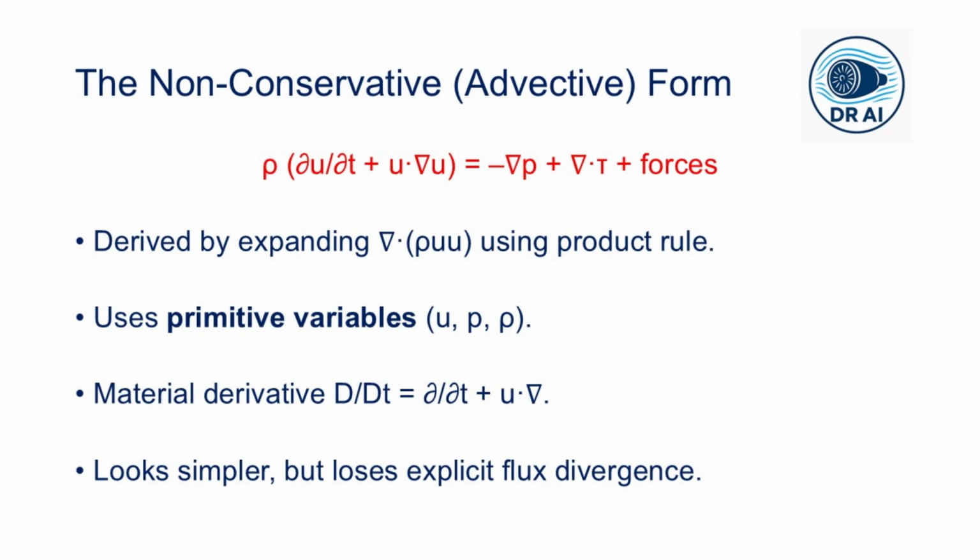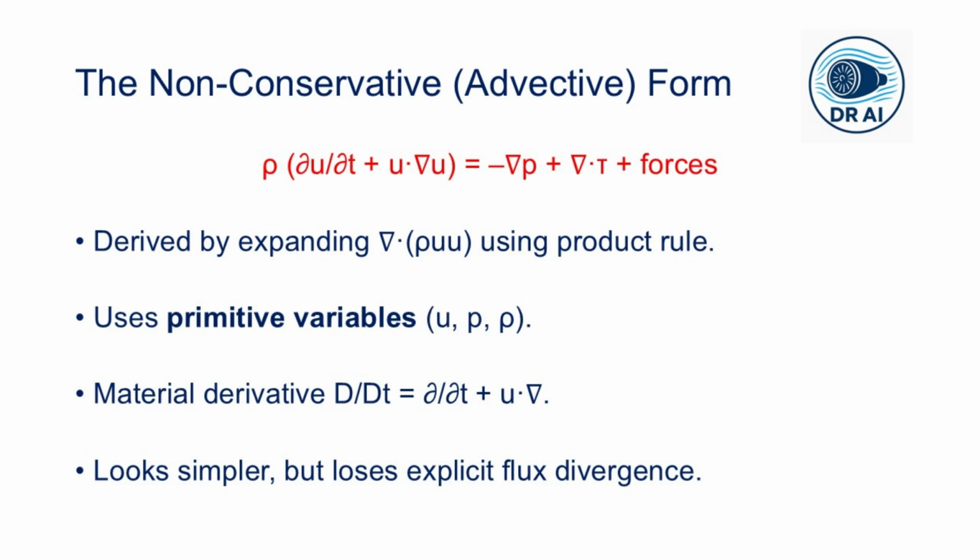So this is the non-conservative form, often written with the material derivative D over Dt, and it actually looks simpler. It directly says mass times acceleration equals the forces. But look carefully: the divergence of the flux term has disappeared, replaced by the advective derivatives. So the difference is not about physics. Both forms represent the same physics.